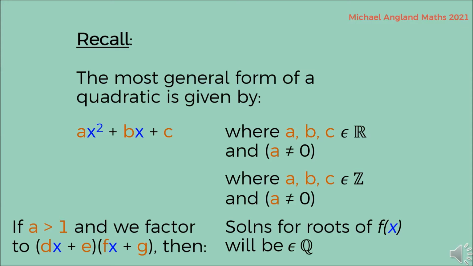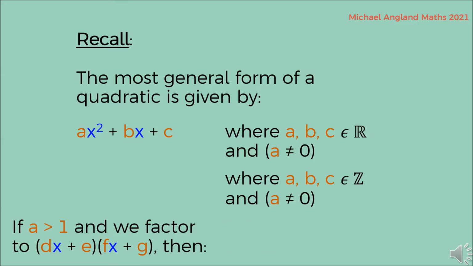Now to find the roots of that expression, we want to set it equal to 0, which means the first term is 0 or the second term is 0. So if the first term is 0, then dx plus e is 0, so x equals minus e on d. So unless d is a factor of e, then straight away one of our roots is not an integer. So be aware of that when we have a greater than 1.